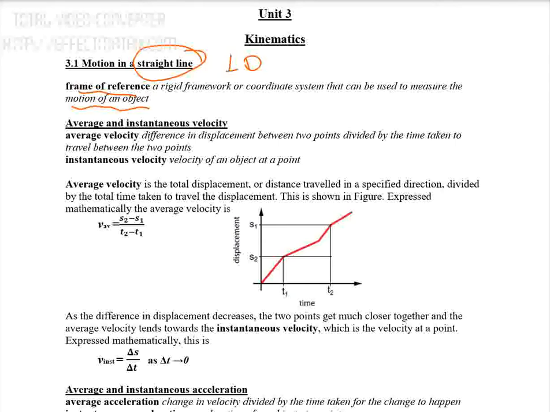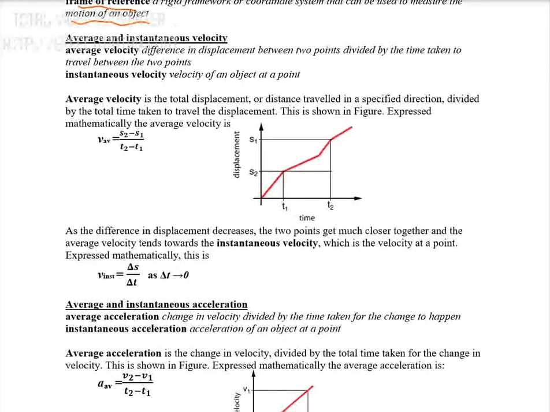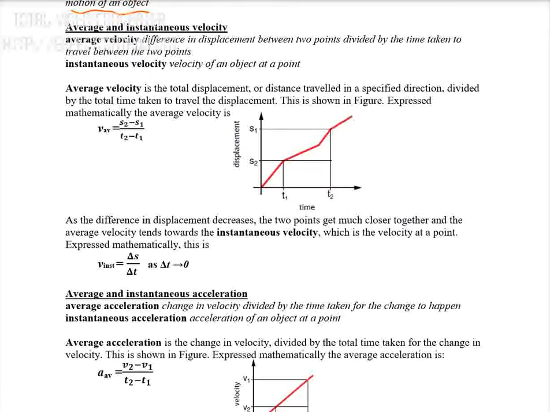Let us differentiate average and instantaneous velocity. Average means taking two values and dividing by 2, taking the difference of the two. Since it is a velocity, we take the displacement between two points and divide by time, which gives us the average velocity. But instantaneous velocity is the velocity of an object at some instant point.